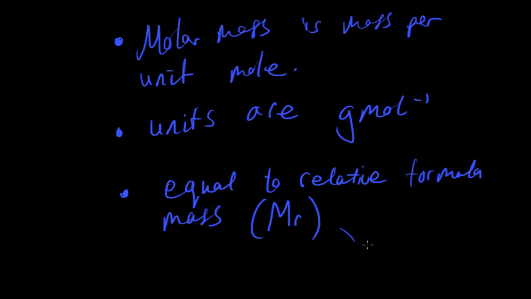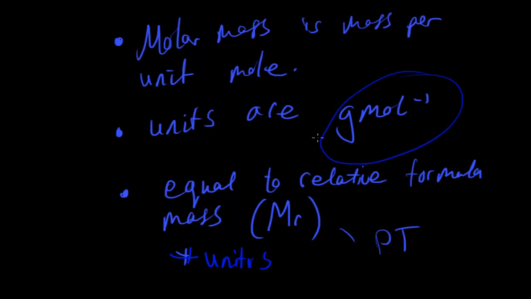And obviously you can find relative atomic masses on the periodic table and add them up to find relative formula mass, plus units, which are going to be grams per mole. And that's basically it.